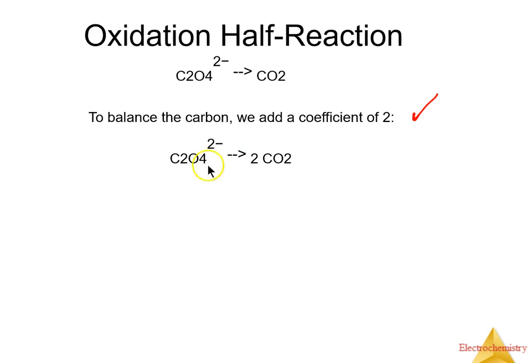All right, balance H by adding H+. There is no H, so we don't really need to do anything there, right? What's the next one? What about our oxygens? All right, I balance oxygen by adding H2O. Do I need to do that? No, I have 4 oxygens and I have 4 oxygens. We okay with that? It's easy so far. So what's the next step?